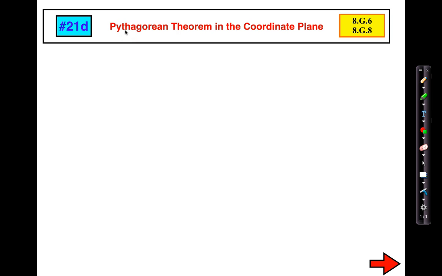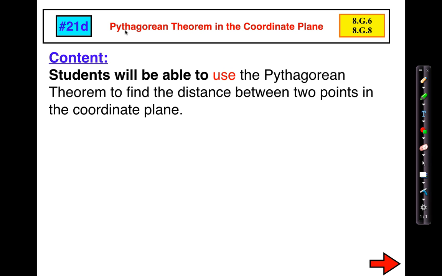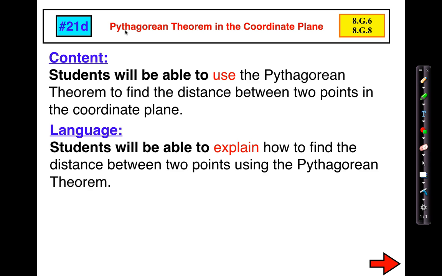Welcome back! Today we're going to be working on the Pythagorean theorem in the coordinate plane. Our content objective is students will be able to use the Pythagorean theorem to find the distance between 2 points in the coordinate plane. Our language objective is students will be able to explain how to find the distance between 2 points using the Pythagorean theorem.